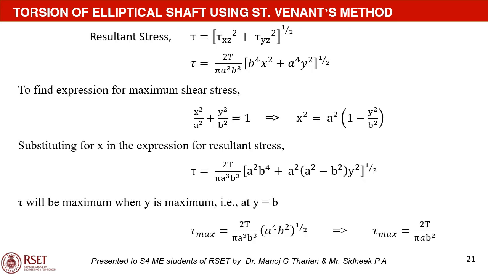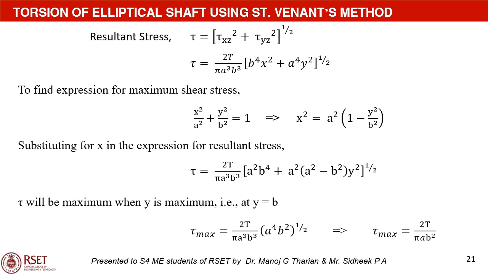Resultant stress is given by tau is equal to tau xz square plus tau yz square whole raised to half. Substituting for the shear stresses tau xz and tau yz, we get resultant shear stress tau is equal to 2T divided by pi a cube b cube into b raised to 4 x square plus a raised to 4 y square whole raised to half.